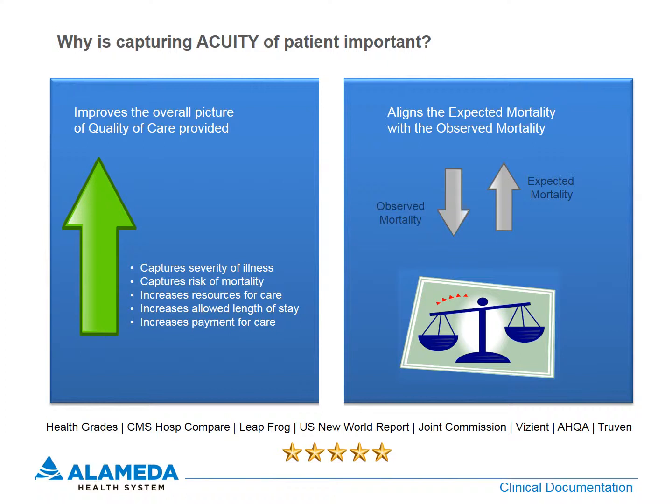The other reason capturing the acuity of the patient is important is because it aligns the expected mortality with the mortality that we actually observe. And that expected mortality is compared against cohort hospitals, nationally and regionally. In certain geographic areas, maybe the expected mortality is higher. But in all situations, you want your observed mortality, how many patients are passing away, to be less than the expected mortality geographically or based on your patient group.